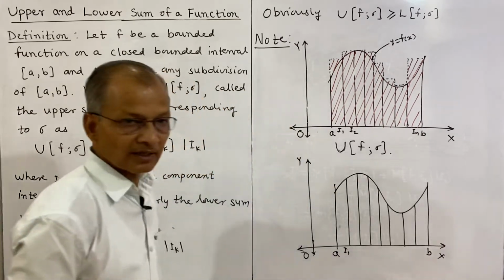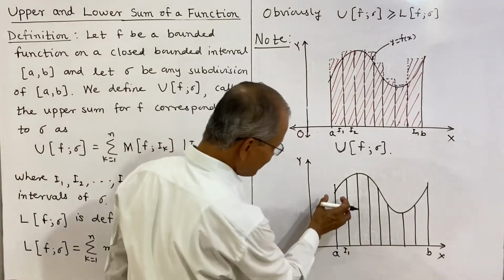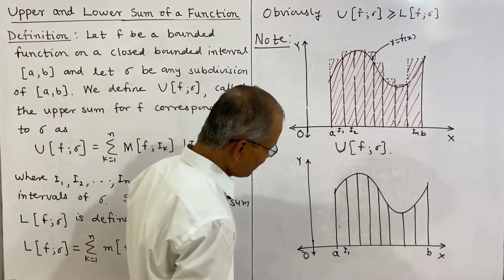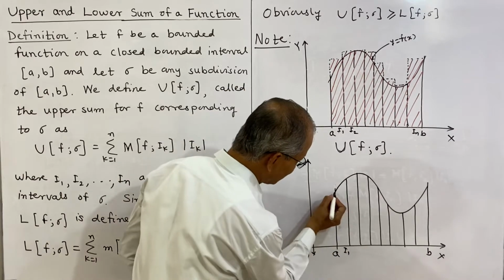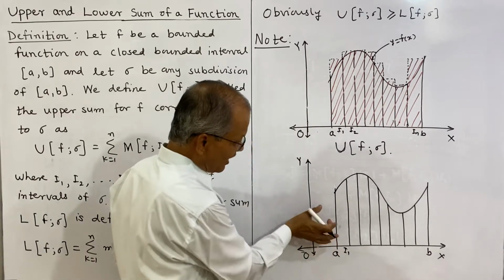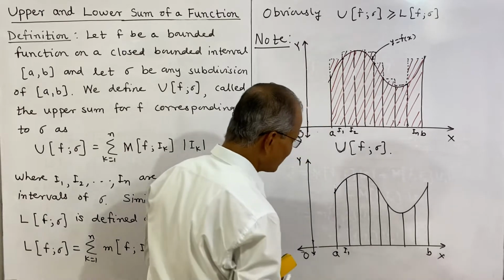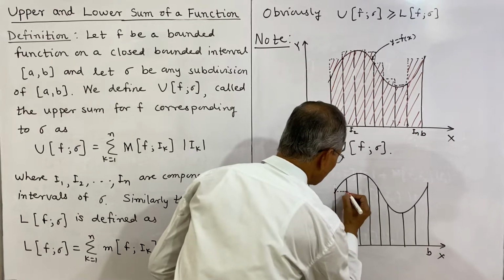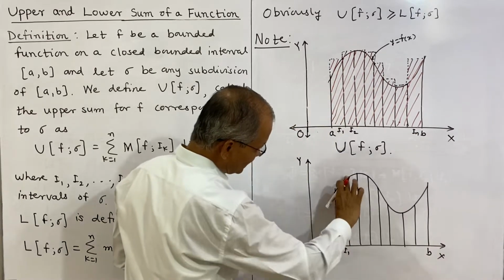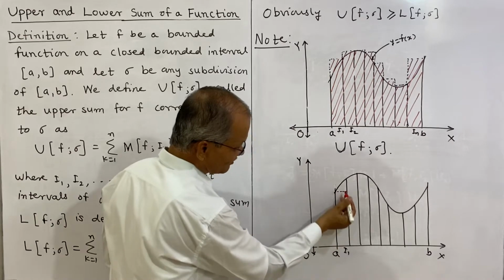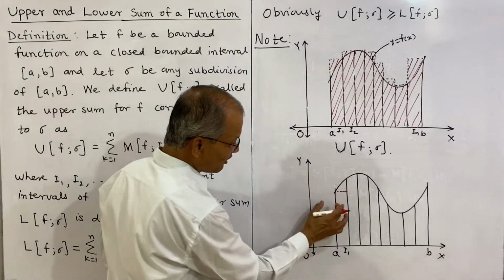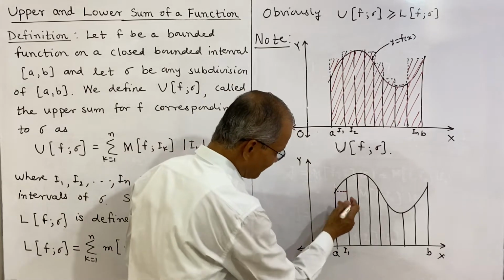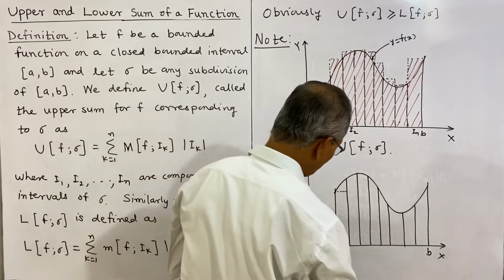So for the lower sum, we consider the minimum value of the function in the first interval, and you see the minimum value of the function in I1 occurs at this point. So we have to consider the interval as this one. This is the minimum value, this is the maximum; at this point it is maximum, at this point it is minimum. So we multiply the minimum value by I1, and that will be this value.